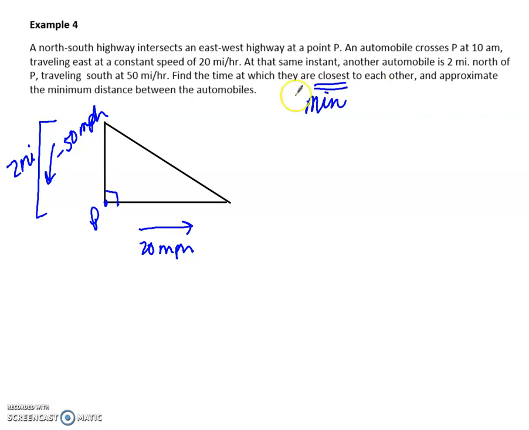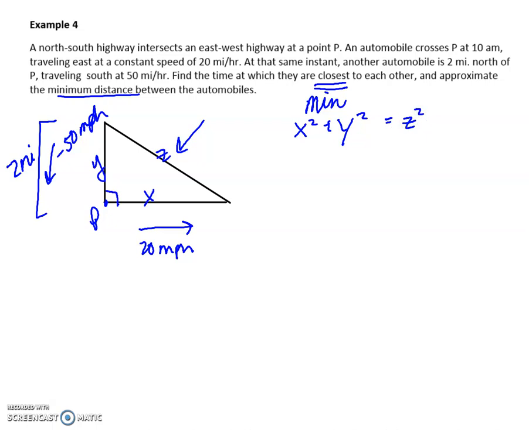Find the time at which they are closest, so we're going to be minimizing something to each other, and approximate the minimum distance. Okay, so we're basically looking at the shortest distance. So we have this Pythagorean relationship. You probably saw that coming. And so we're hoping to minimize z. So that means we need a relationship on z. So we're going to start with our Pythagorean relationship.